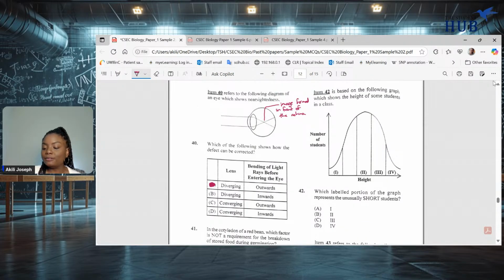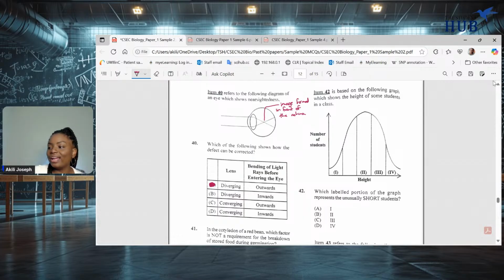Item 42 is based on the following graph, which shows the height of some students in a class. Which labeled portion of the graph represents the unusually short students? Why isn't it, chat? If you would fall into that region of the graph, would unusually short be the term used to describe you?